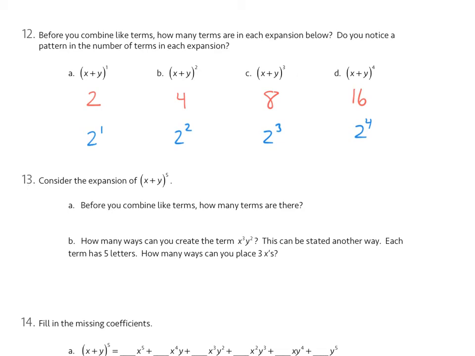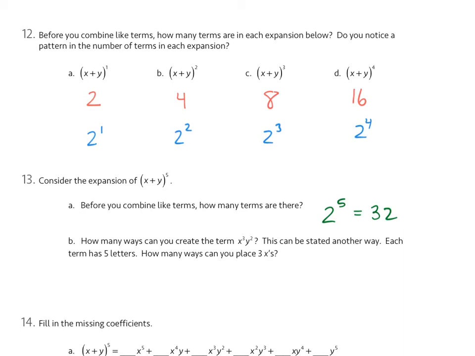Number 13, consider the expansion of (x + y)^5. Part A, before you combine like terms, how many terms are there? (x + y)^5 will have 2^5 terms, and that is 32. Part B, how many ways can you create the term x^3 y^2?